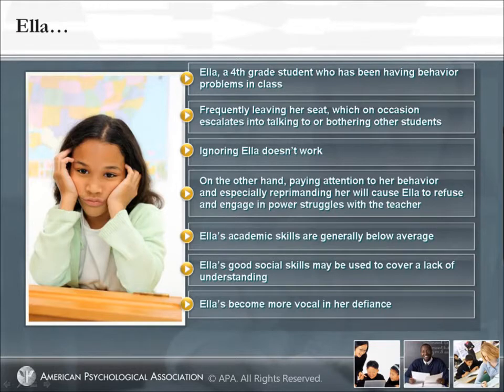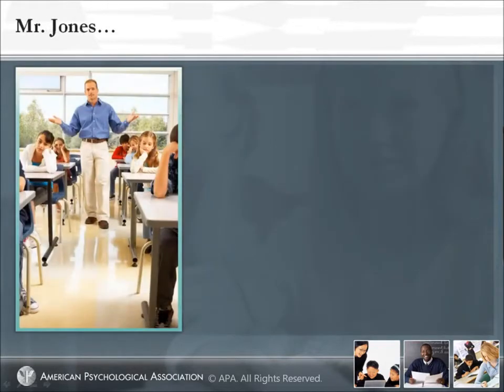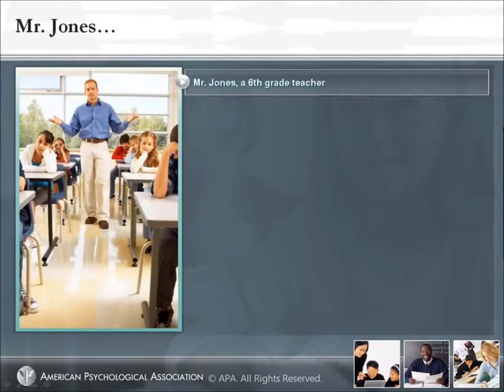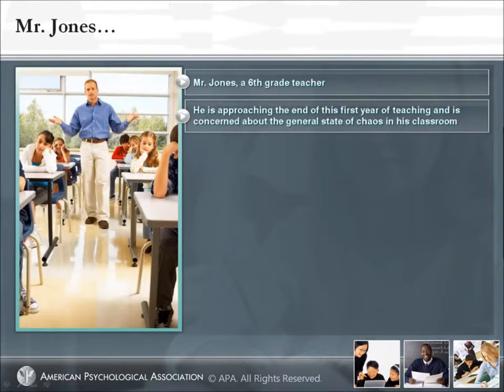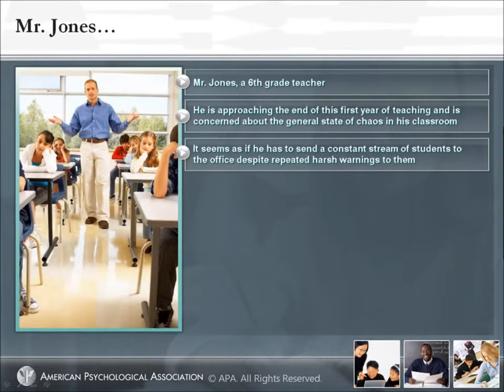The second scenario is Mr. Jones, a sixth-grade teacher who finished his student teaching a year ago. He is approaching the end of this first year of teaching and is concerned about the general state of chaos in his classroom. It seems as if he has to send a constant stream of students to the office, despite repeated harsh warnings to them. He's worried about making it through his probationary period.